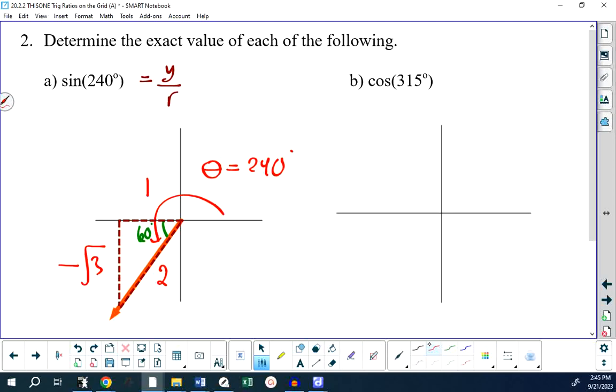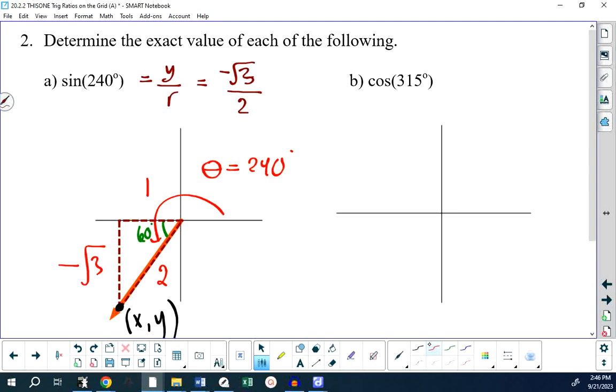So all we're doing is taking that triangle from yesterday and putting it on here. And we're saying the y coordinate is negative root 3, right? This is our point right here. The y coordinate is negative root 3. The length of r is 2. Sine is y over r. Go ahead, just take your calculator, take the sine of 240 degrees. Now take negative 1 times the square root of 3, close brackets, divided by 2.